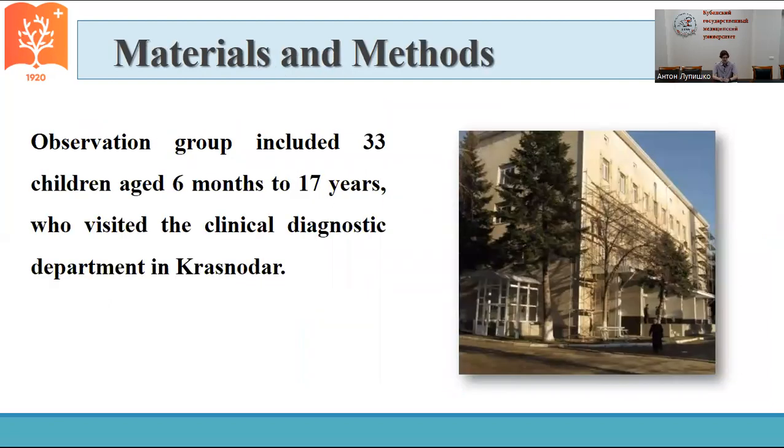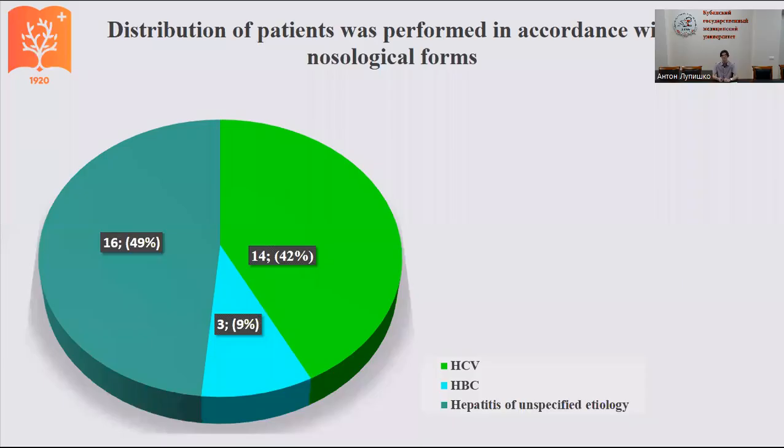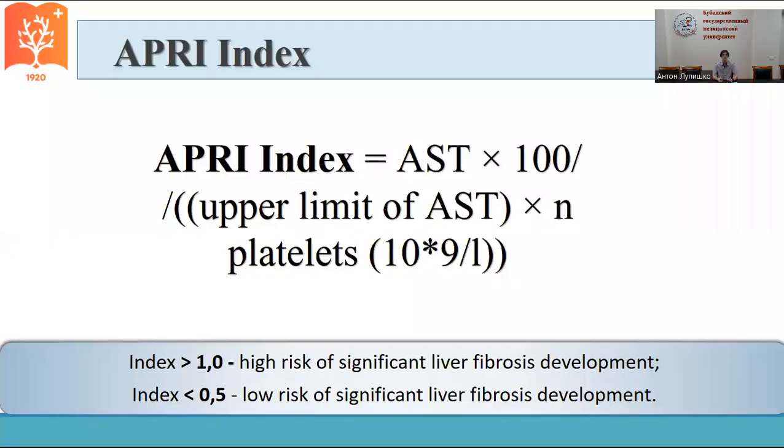Materials and methods. The observation group included 33 children aged 6 months to 17 years who visited the clinical diagnostic department in Krasnodar. On this slide, you can see the distribution of patients that was performed in accordance with nosological forms. So there are HCV, HBV, and hepatitis of unspecified nosological form, unspecified etiology.